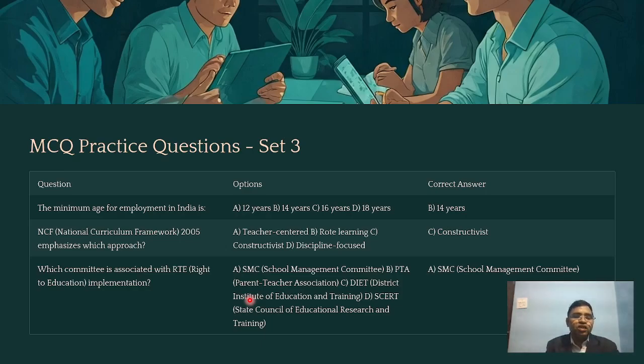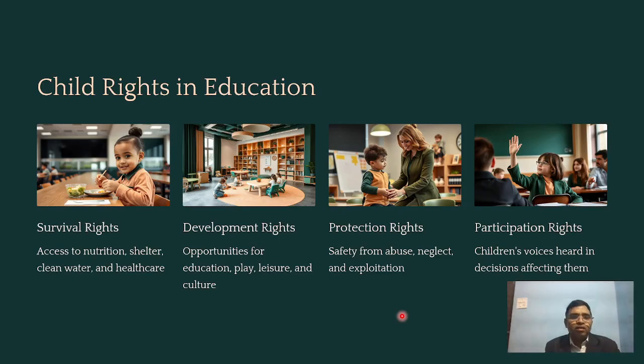And which committee is associated with the right to education implementation? It is the school management committee. Then children's rights in education: there are survival rights, development rights, protection rights, and participation rights. Survival rights: access to nutrition, shelter, clean water, and health care. Then development rights: opportunity for education, play, leisure, and culture. Protection rights: safety from abuse, neglect, and exploitation. Participation rights: children's voices heard in decisions affecting them.